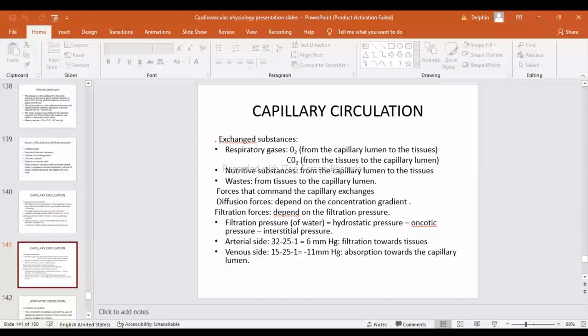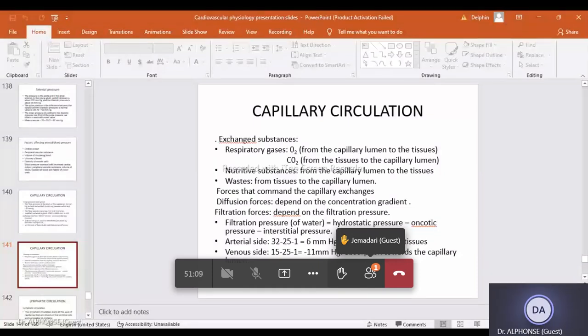And the filtration pressure of water equals hydrostatic pressure minus oncotic pressure minus interstitial pressure. Here we have a formula. At the arterial end, we have a hydrostatic pressure of 32 millimeters of mercury. Oncotic pressure is about 25. Interstitial pressure is about 1 millimeter of mercury. When we do the subtraction and difference at the arterial side, we have at least 6 millimeters of mercury. This is the filtration to our tissues.